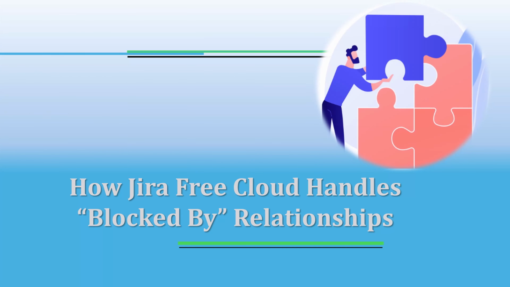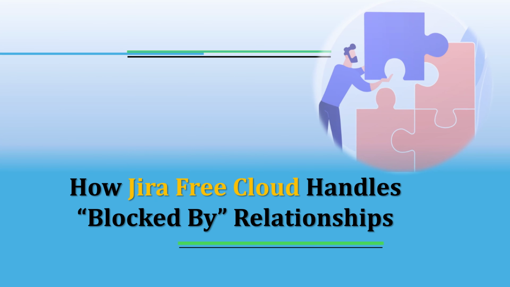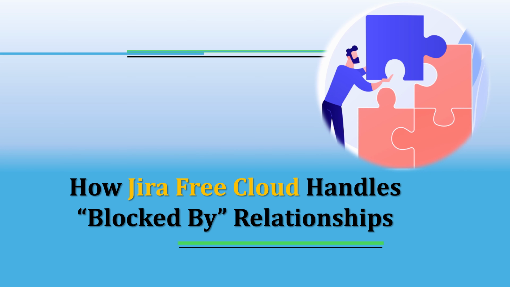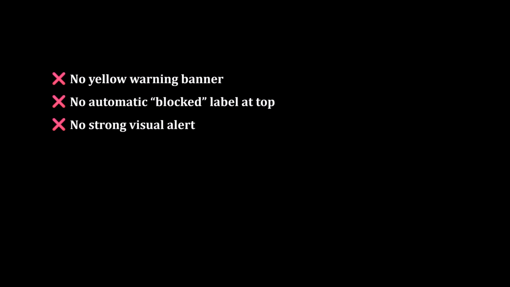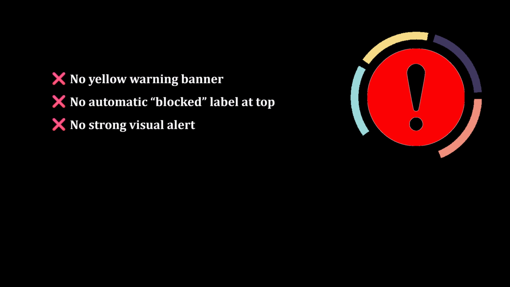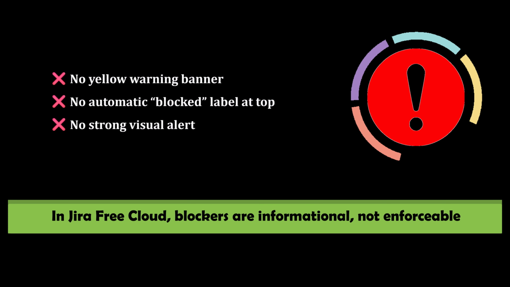Now let's understand how Jira Free Cloud actually handles a blocked by relationship between the stories. This is important because many users expect Jira to actively warn or stop them, but in the free version that is not how it works. Unlike paid versions of Jira, you will not see a yellow warning banner at the top, and you will not see a clear blocked label, and you will not get a strong visual alert. So Jira doesn't loudly tell you that the story is blocked. Instead, it quietly stores and shows this information only inside the issue links section. So the key idea is that in Jira Free Cloud, blockers are informational, not enforceable.